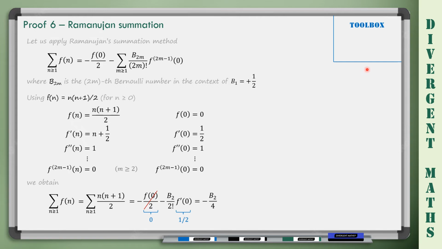Let's open the toolbox. What is b2 equal to? b2, the third Bernoulli number, is equal to 1/6. We plug that in. 1/6 multiplied by negative 1/4 gives us negative 1 over 24. Here it is. Ramanujan summation works well. It gives us the value, or the sum, of the monotonic divergent series of triangular numbers, confirmed to be negative 1 over 24.